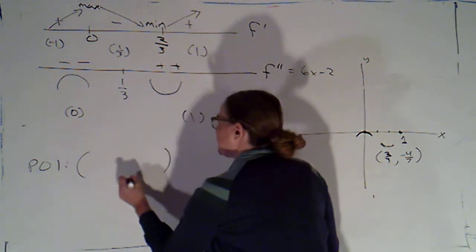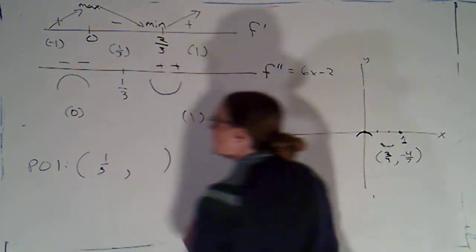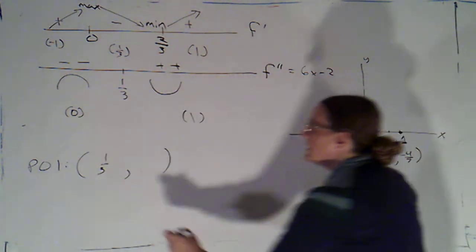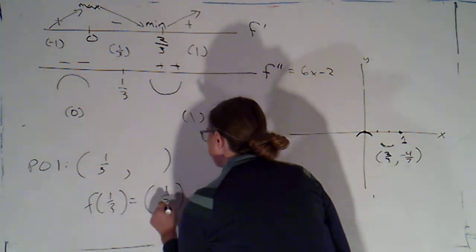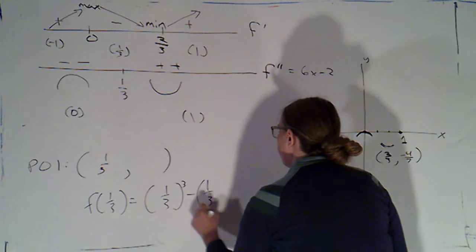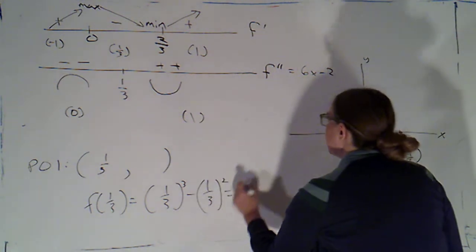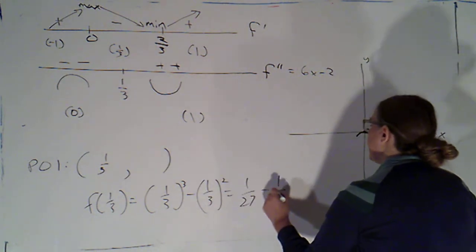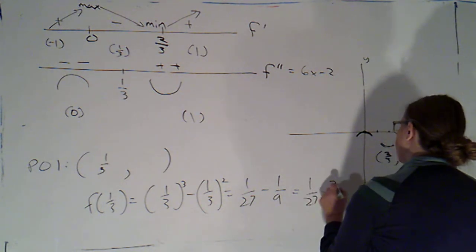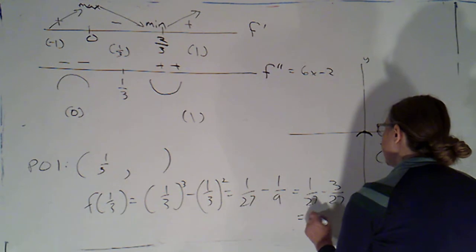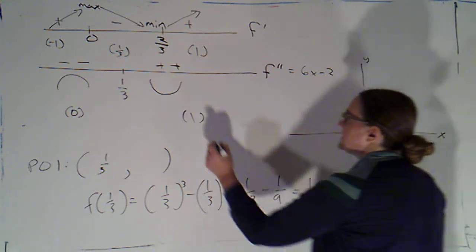A point of inflection is a point. At this point, all I know is the x value. But f of 1/3, the original function, would just be 1/3 cubed minus 1/3 squared. So that's 1/27 minus a 9th. That's going to be 1/27 minus 3/27. That's going to be negative 2/27.